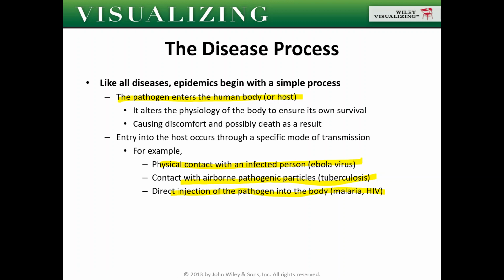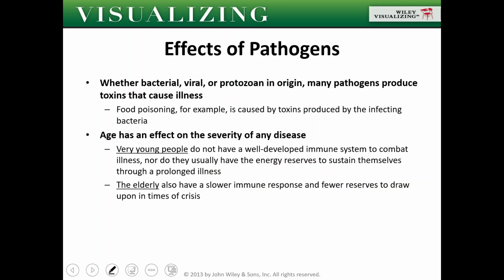Malaria, the microorganism Plasmodium falciparum, is injected by a mosquito. And with HIV, the use of contaminated needles leads to blood-to-blood transmission. Now, when the pathogen is in the body, it can start producing toxins. For instance, bacteria like Staphylococcus aureus can produce toxins. When it contaminates food, it produces the toxin that's responsible for food poisoning.